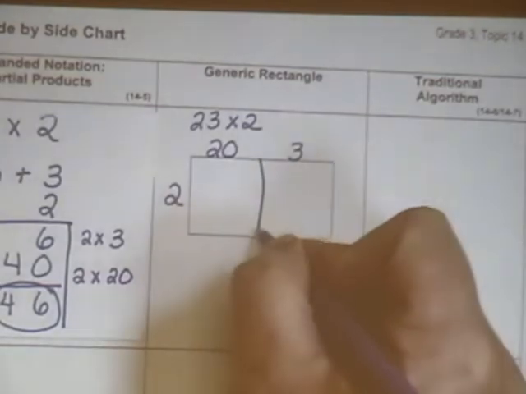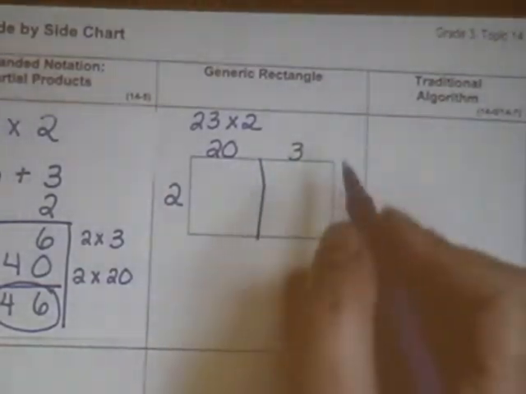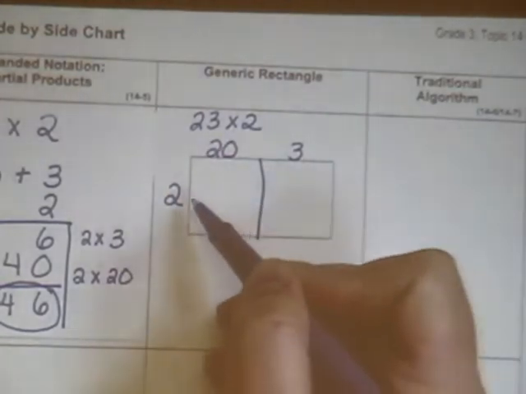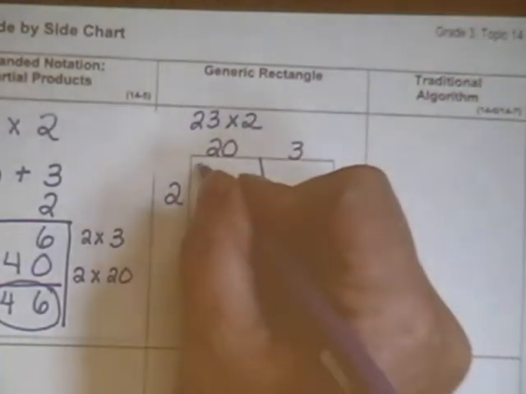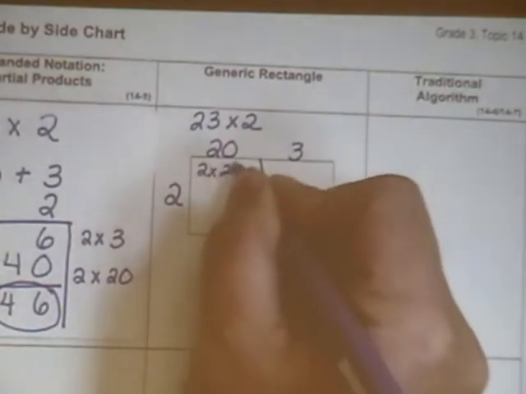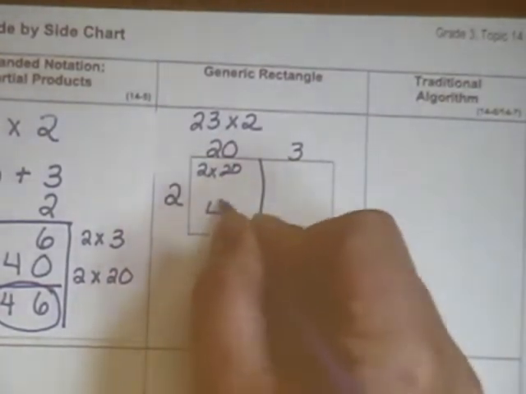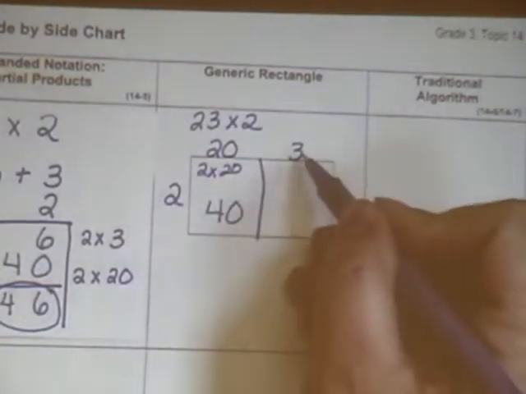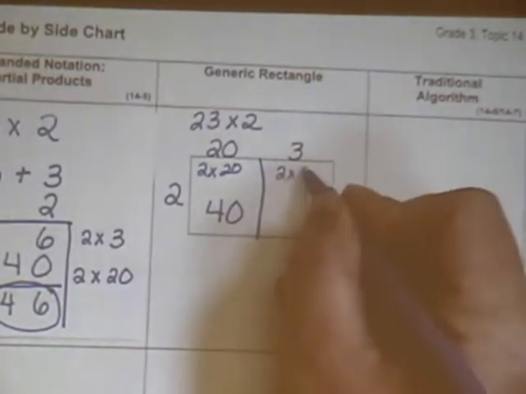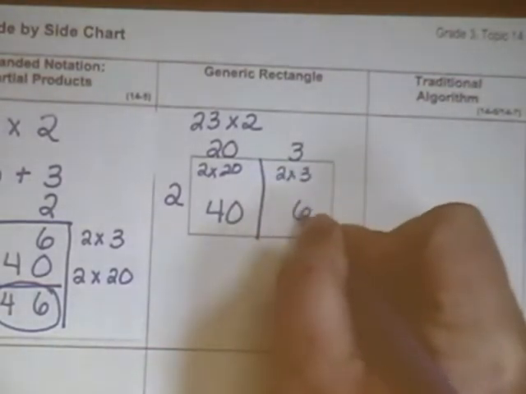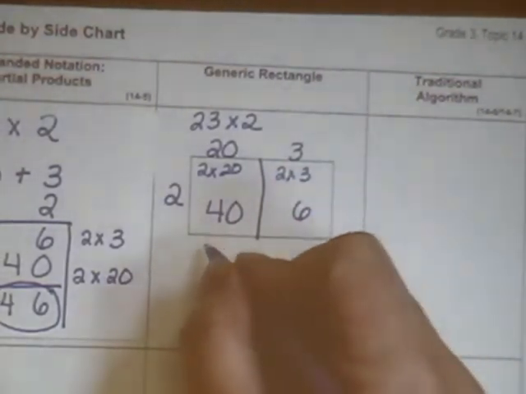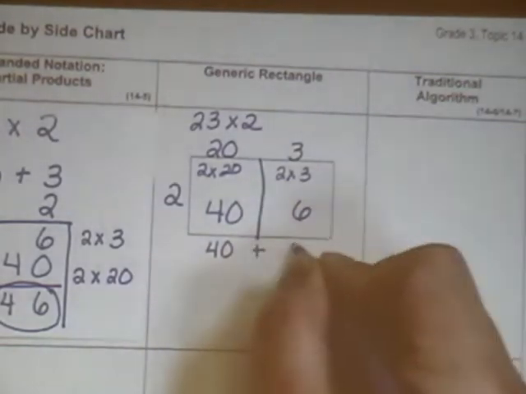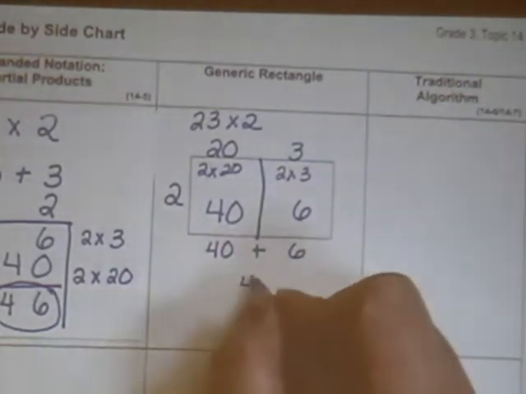I'm going to divide my generic rectangle in half. This is representing my ones, and this is representing my tens. In this column, I'm going to have 2 times 20. 2 times 20 is 40. In this column, I'm going to have 2 times 3, which is 6. 40 plus 6 equals 46.